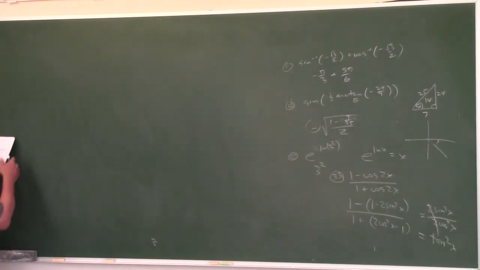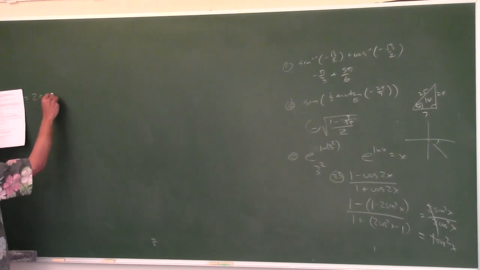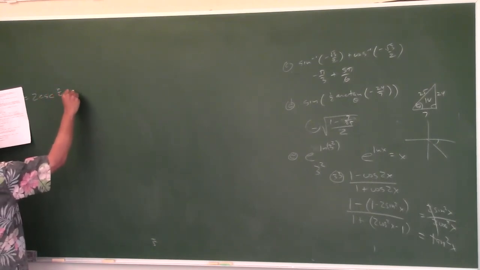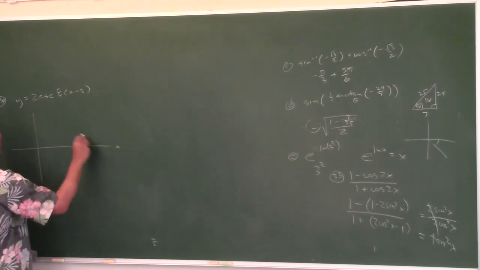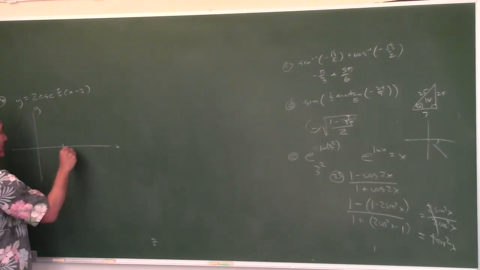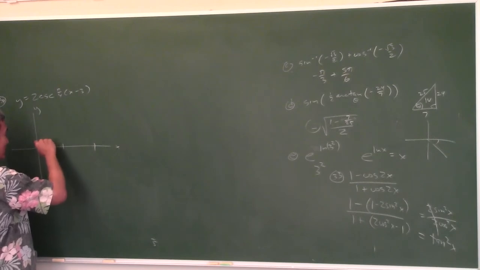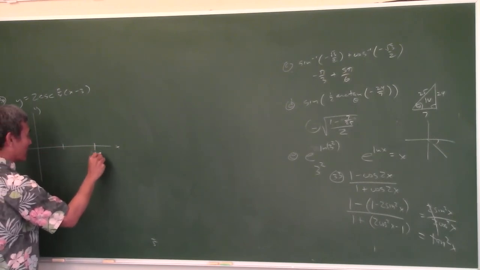Okay, where are we? 34. Find all the asymptotes of this. Okay, let's draw a base graph, cosecant. Cosecant is the reciprocal of sine, right? So sine goes like this, remember? Sine. Okay, here's 2 pi.